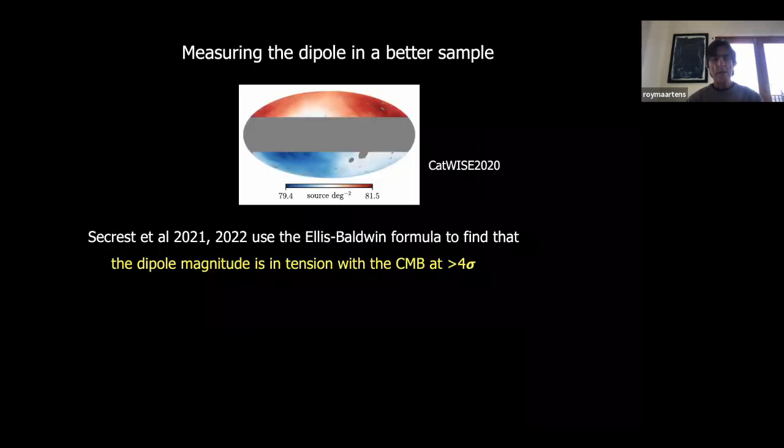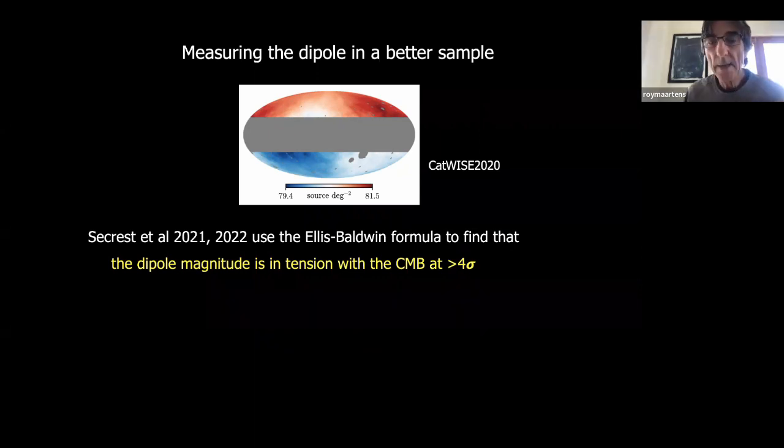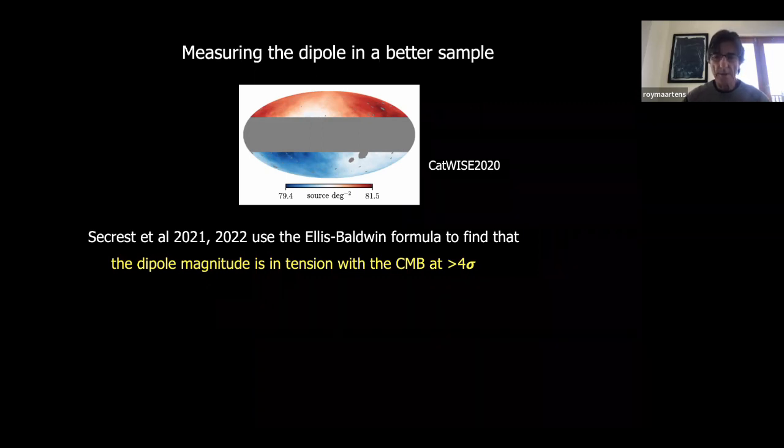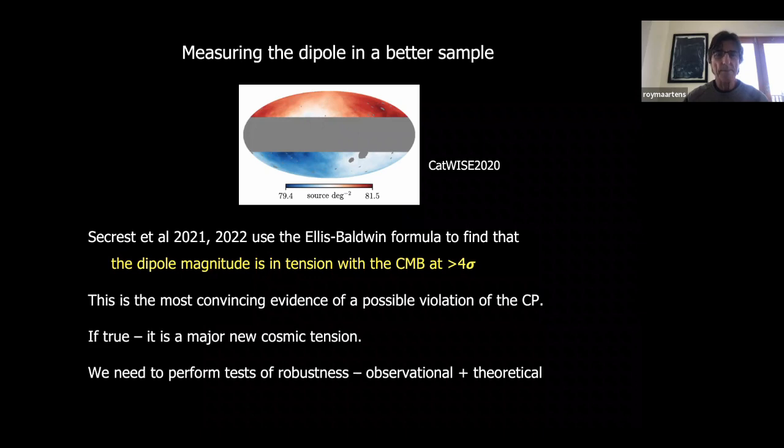So Secrest et al. used the Ellis-Baldwin formula, and they concluded that the dipole magnitude is in tension with the CMB at more than 4 sigma. They agreed that the dipole direction was consistent with that of the CMB, but in other words, they were reinforcing the earlier results with a higher level of confidence given the better quality of the data. So we could say this is the most convincing evidence to date of a possible violation of the cosmological principle.